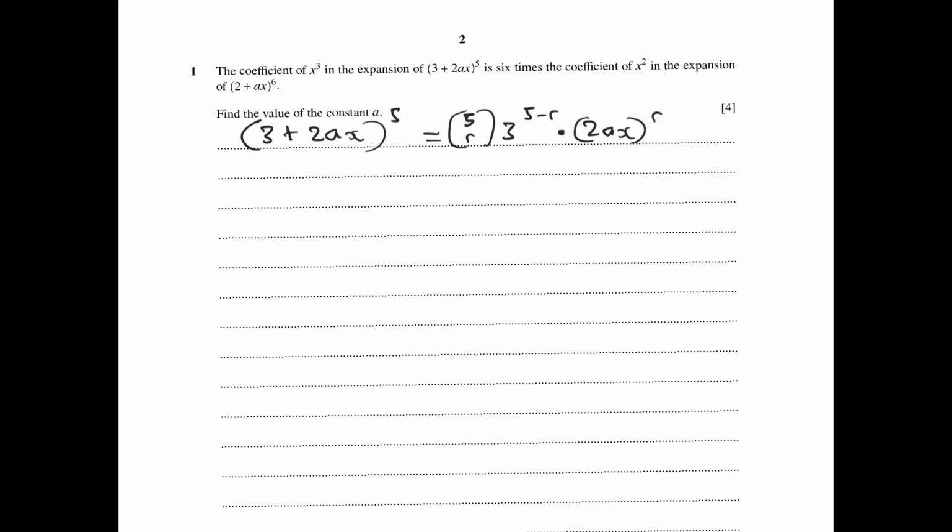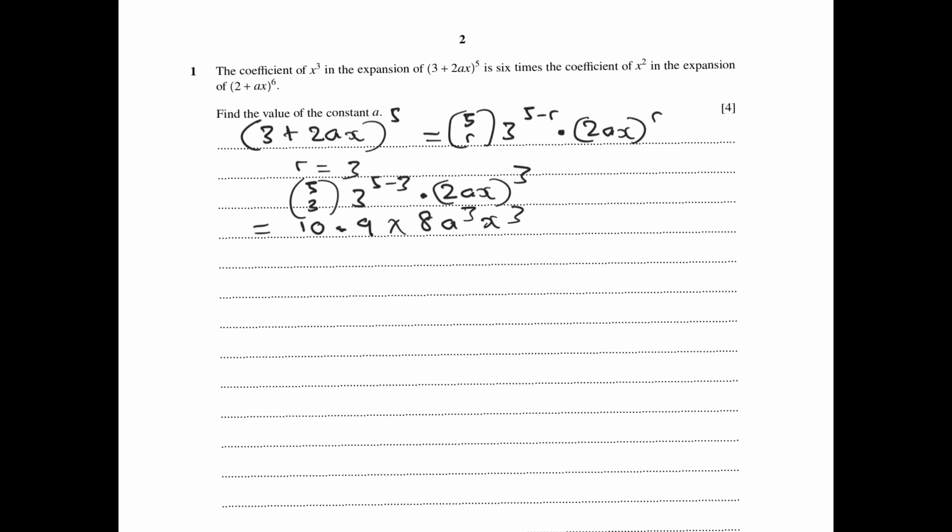All right. So if our r is equal to 3, then this becomes 5 combination 3, 3 to the power of 5 minus 3, dot 2ax to the power of 3. Now if we simplify that, 5 combination 3, what do we get? We get 10, if we use our calculator, and then 3 to the power of 5 minus 3, 5 minus 3 is 2, so 3 squared will give us 9. Multiply by 2 cubed, that will give us 8, and a to the power of 3, that will be a cubed x cubed.